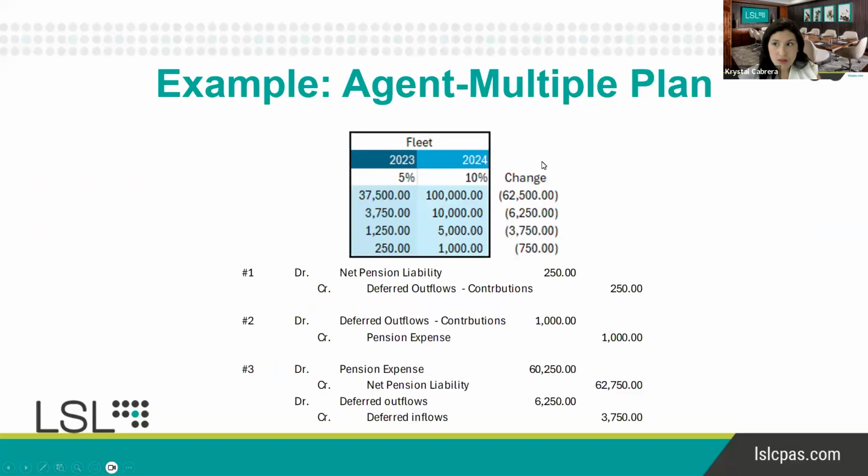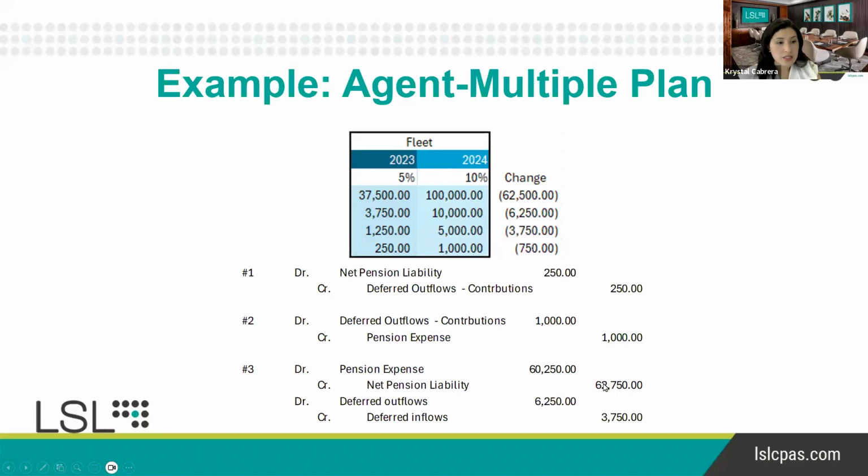Okay. So now we're going to be moving on to an example. I'm just going to take the fleet fund just because it's easier to look at one specific fund, right? So looking at this, like I mentioned before, our first journal entry, we're going to reduce that net pension liability by $250, which was the prior year deferred outflows. So we're removing those deferred outflows. And then in the current year, we're going to actually end up deferring the current year outflows. So we're going to defer the 1,000, reduce the pension expense.